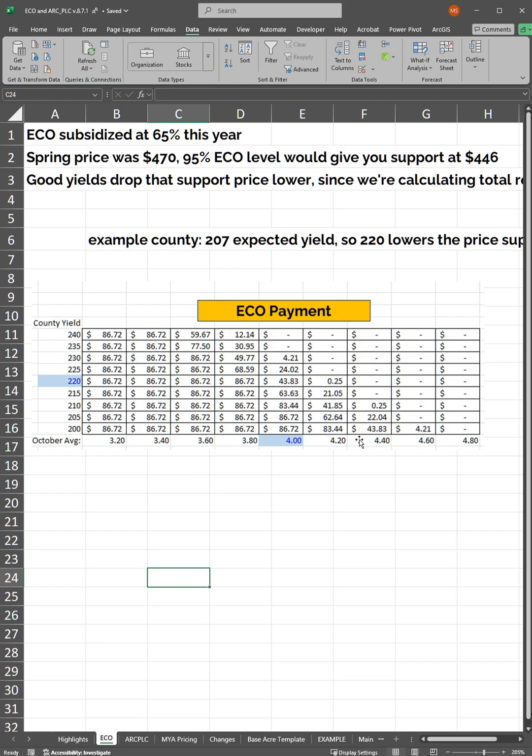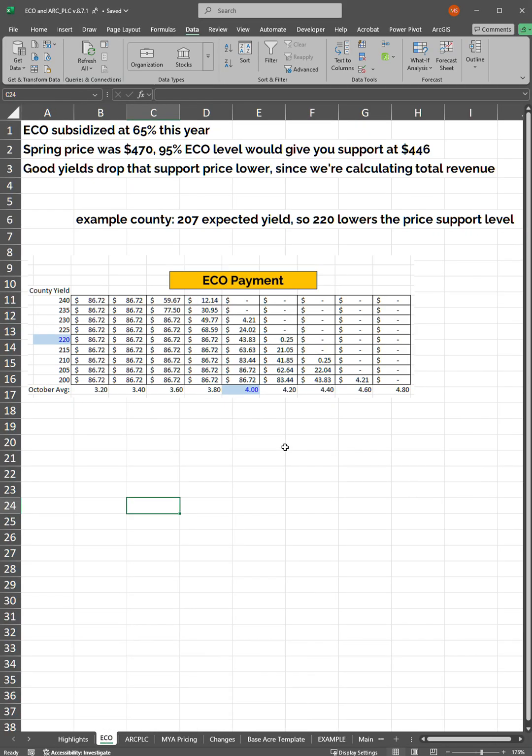So let's look at ECO first. If you remember from insurance season, ECO was subsidized at a much higher rate this year, so we looked at it a little bit closer. The concept was that the spring price was at 470, and it was going to give us a 95% revenue guarantee. At the time, if you just assumed yields were constant, that would have given you a 446 price floor.